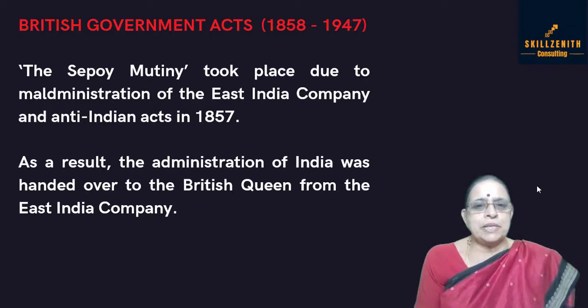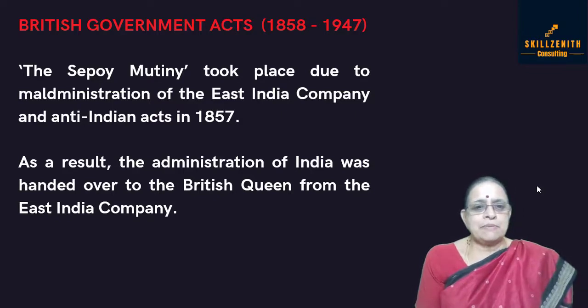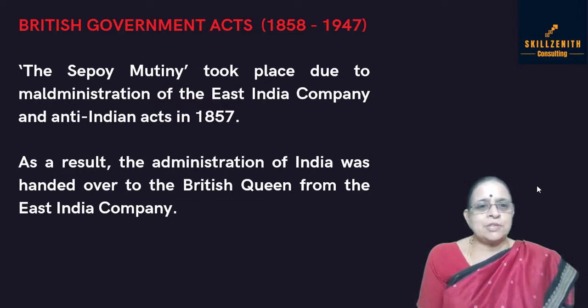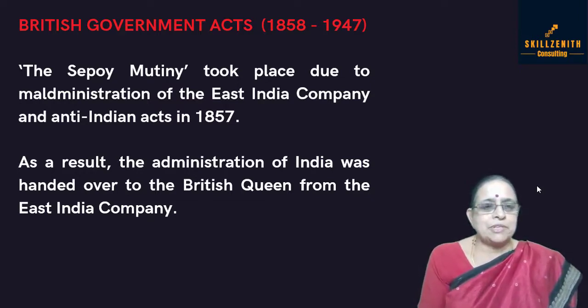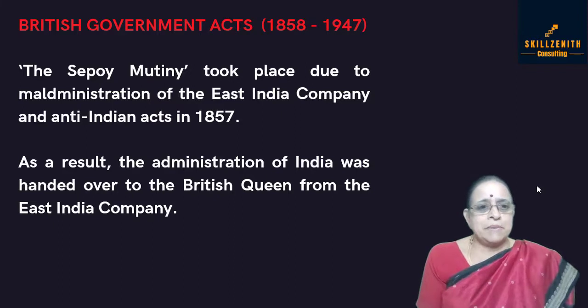The Sepoy Mutiny took place due to maladministration of the East India Company and anti-Indian acts in 1857. You know, it is a very renowned, very famous incident in the history of India. The Sepoy Mutiny is also called the First War of Indian Independence, the first step taken by the Indian rulers and common people to turn against the rule of the British.